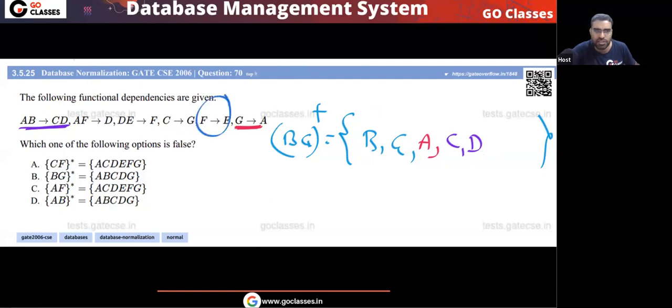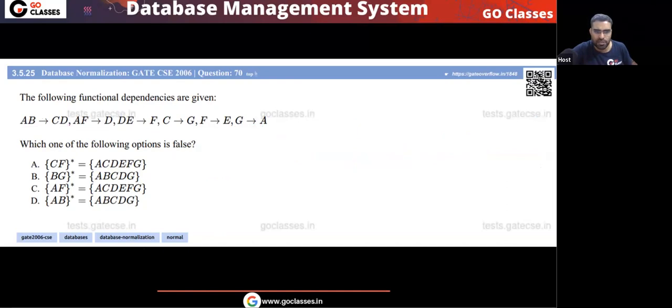You cannot use this. C determining G, that is already over. You cannot use this. D determining F, but we don't have E. So that's it. Yes or no? Nothing else. So you cannot bring anything else. So finally, what about this statement? Is this true or false? This statement is actually true, but the question is asking for false. Tell me the next one.